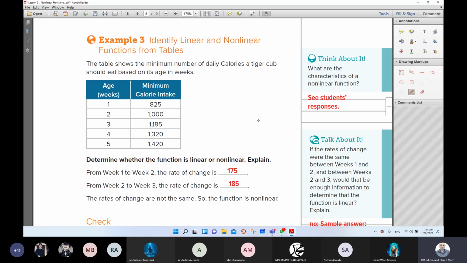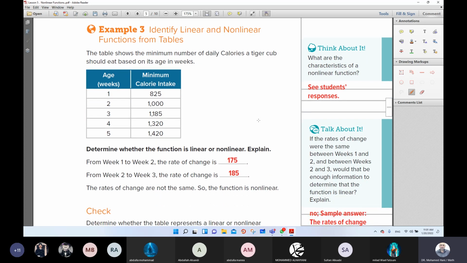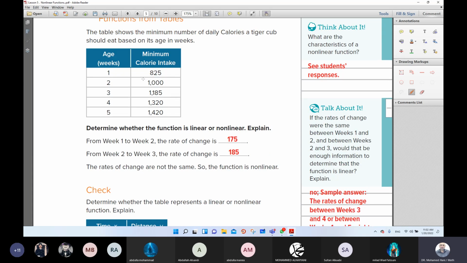Identify linear and nonlinear functions from tables. The table shows the minimum number of daily calories a tiger cub should eat based on its age in weeks. In the first week here, we have 825 calories. The second week, the third week, the fourth week, etc. And as you see here, from 1 to 2, from 2 to 3, from 3 to 4, from 4 to 5, we have plus 1.